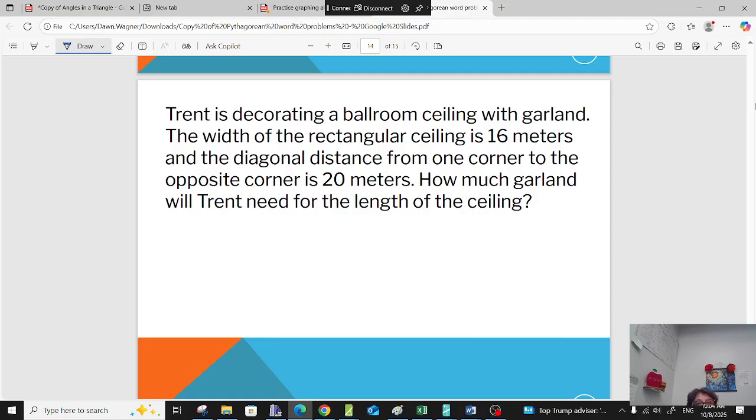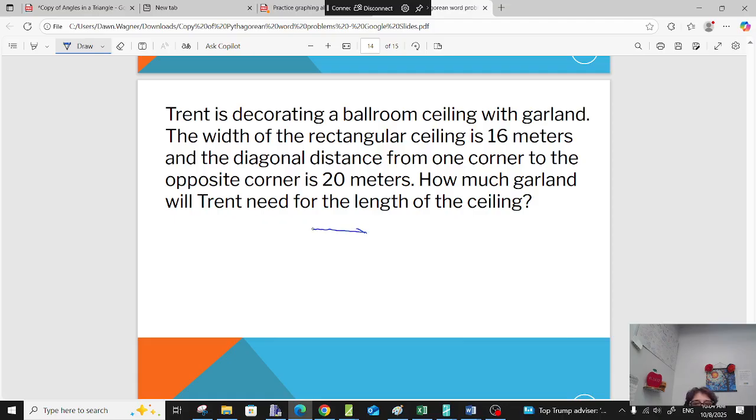So, Trent is decorating a ballroom ceiling with garland. Do you all know what garland is? Yeah, like Christmas tree. You wrap the garland around. It's fuzzy and colorful. The width of the rectangular ceiling is 16 meters, and the diagonal distance from one corner to the opposite corner is 20 meters. How much garland will Trent need for the length of the ceiling?